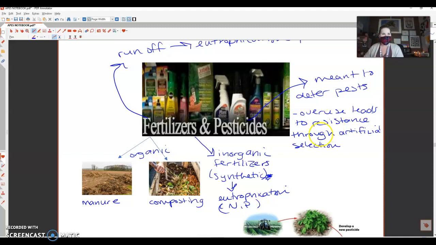Okay? So, what this leads to is decreases, or they're meant to decrease crop damage. No, my handwriting's getting really bad. Decrease crop damage. Therefore, increase crop yields.